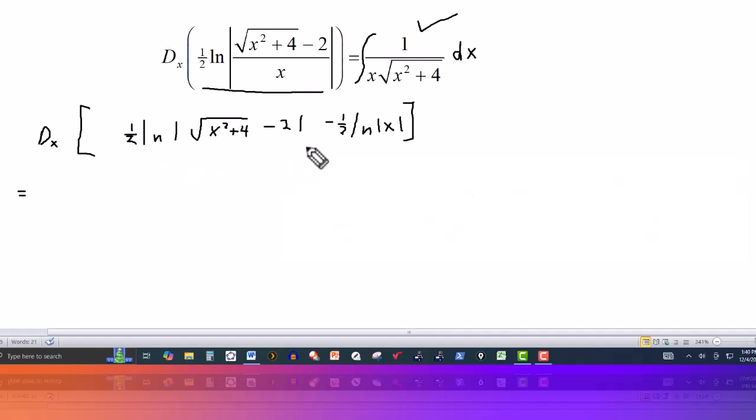We'll take the derivative of this expression right here, individually here. So the derivative of natural log of this expression right here is going to equal to whatever's in the absolute value here goes in the denominator. So that's the square root of x squared plus 4. And then it's minus 2. And then in the numerator, we're going to have the derivative of what I have here in the absolute values. Obviously, the derivative of a constant negative 2 will be 0.